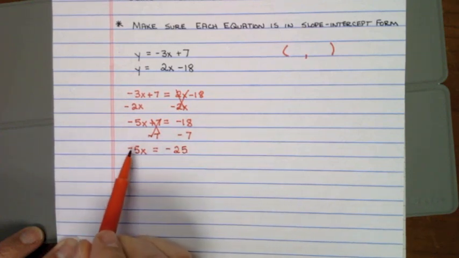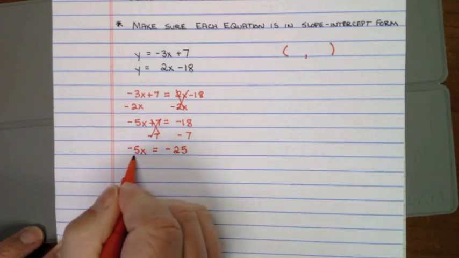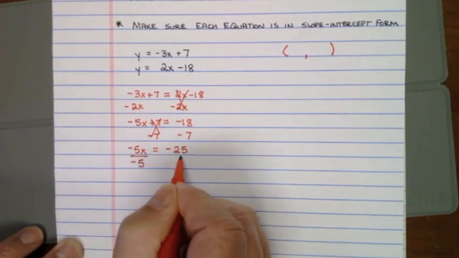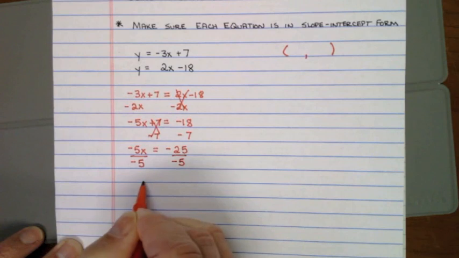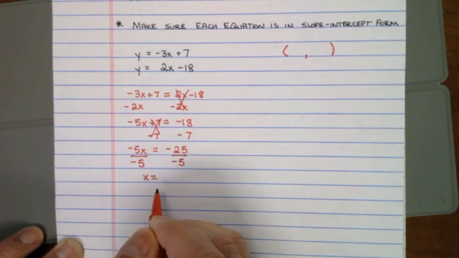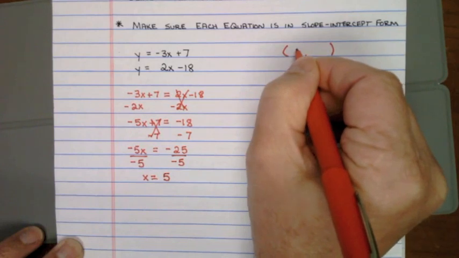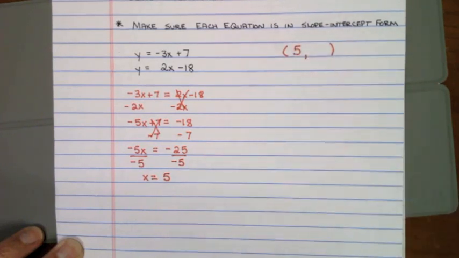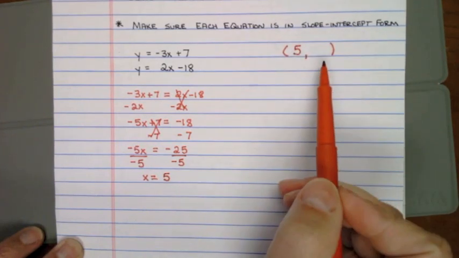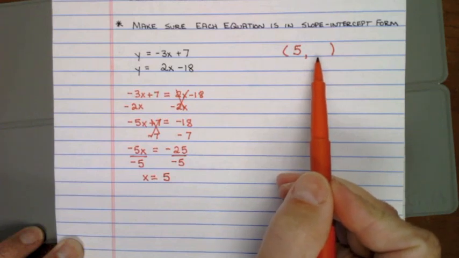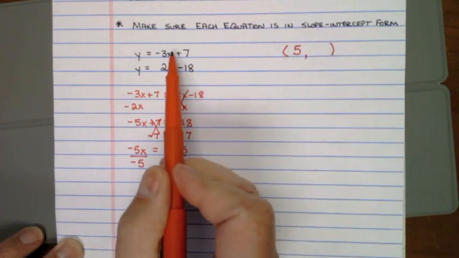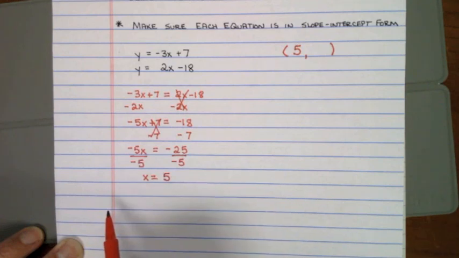The last number I need to get rid of is this negative 5. The opposite of multiplying by negative 5 is dividing by negative 5. Divide both sides by negative 5. A negative divided by a negative is a positive. I have determined what my x-coordinate is. I now need to determine the y-coordinate. And once I determine the y-coordinate, I'll have the point where these two lines right here intersect.